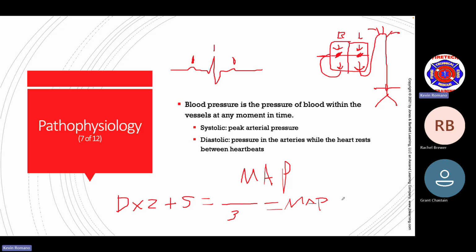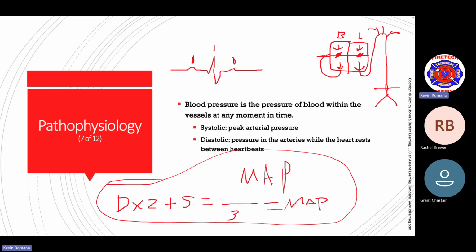Anything below 64, our body is not perfusing appropriately. So make sure that you understand this. This is important. We talk about blood pressures all the time. When we start talking about shock, we need to know what the mean arterial pressure is and make sure that it's greater than 64. Okay, 65. Those are the magic numbers you need to look for.